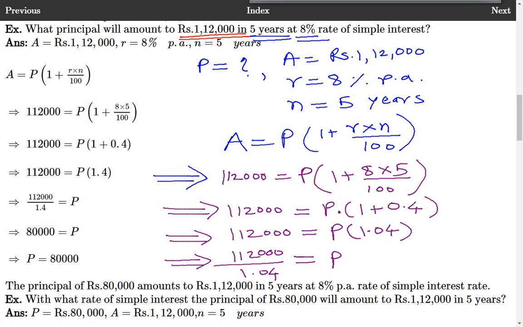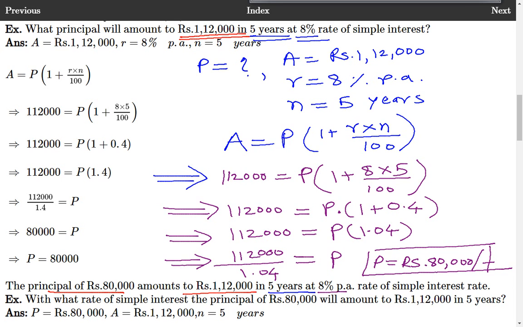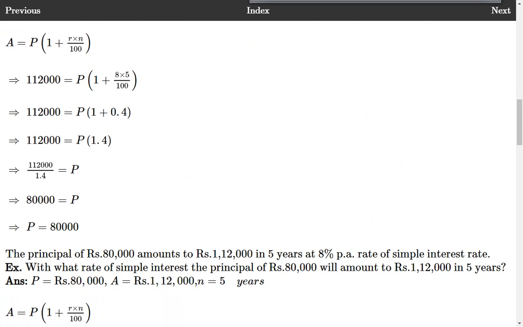You can pause the video, do this division and check whether you get the principal amount as rupees 80,000 or not. So the final answer is principal amount is rupees 80,000, and we can conclude this way: the principal of rupees 80,000 amounts to rupees 1,12,000 in 5 years at 8% per annum rate of simple interest. This was the first example in this lecture. Let us solve another example.